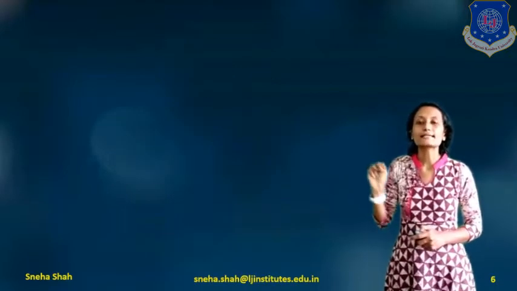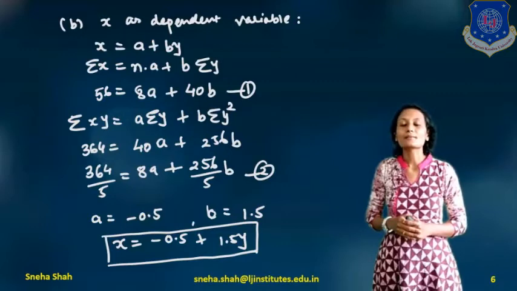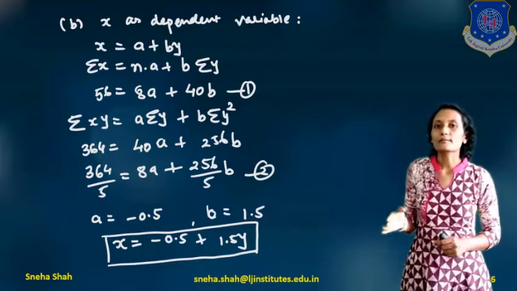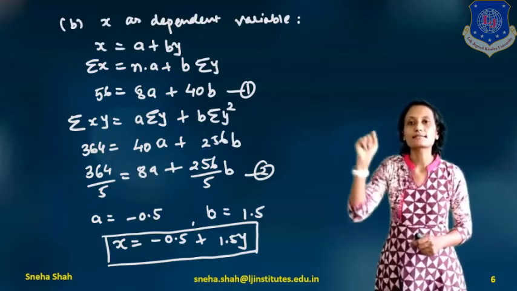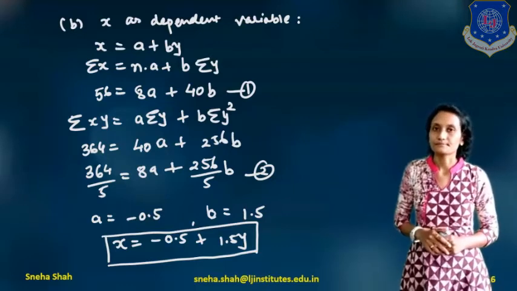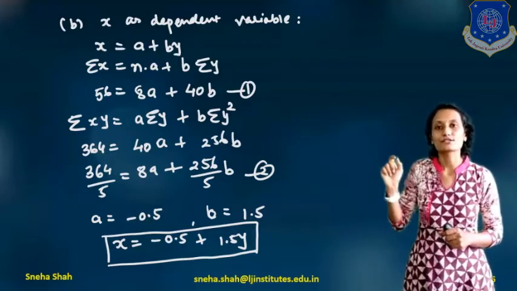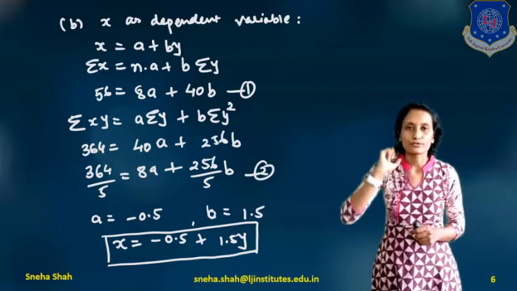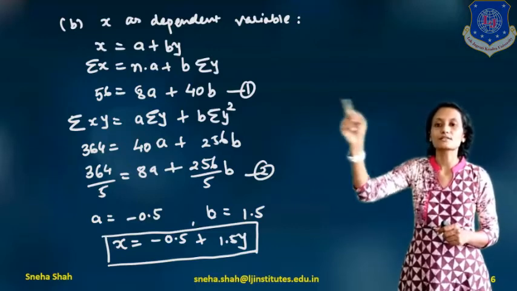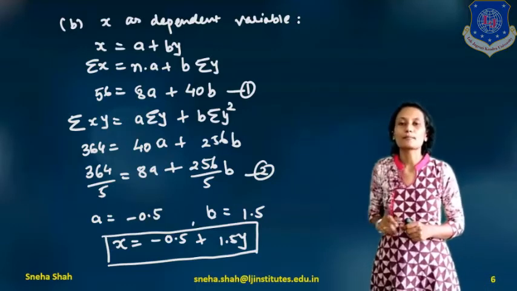Now we are taking the second case, x as the dependent variable. If I am taking x as the dependent variable, then the equation will be x equals a plus by. The first normal equation is summation x equals n into a plus b summation y. From the table, summation x equals 56, summation y equals 40 and number of terms equals 8. Putting all these values, the equation will be 56 equals 8a plus 40b. This one is equation number 1.